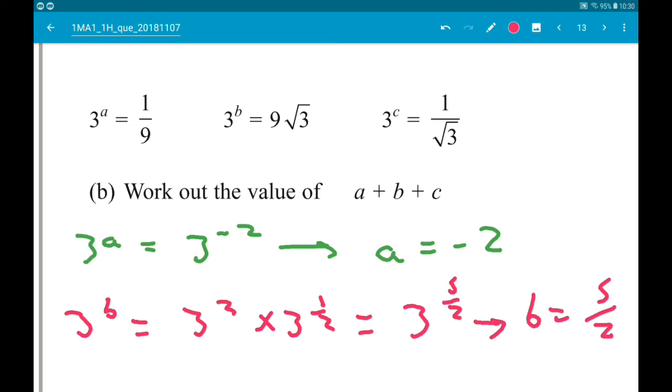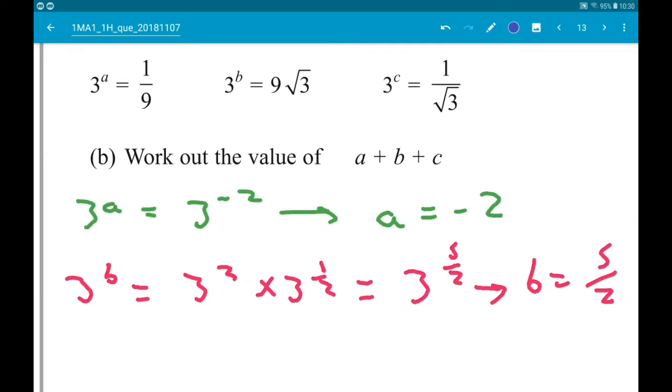And then 3 to the C is 1 over root 3. Root 3 is 3 to the half. 1 over it is 3 to the minus half. So C is minus 1/2.